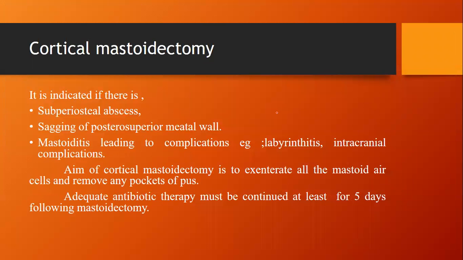Then cortical mastoidectomy. It is indicated if there is subperiosteal abscess. I showed a picture of subperiosteal abscess in the previous slide, isn't it? The sagging of the posterior superior meatal wall, or mastoiditis leading to complications like labyrinthitis and intracranial complications, are indications where we can perform this mastoidectomy. We can remove these air cells. The aim is to exenterate all the mastoiditis and remove any pockets of pus.